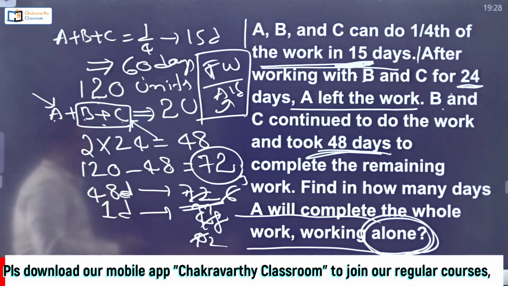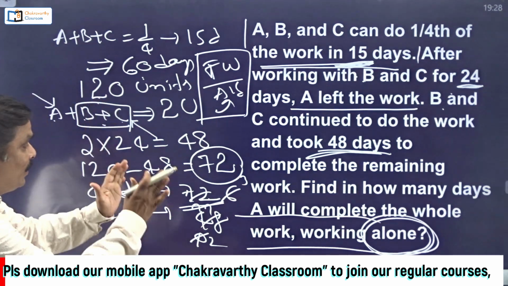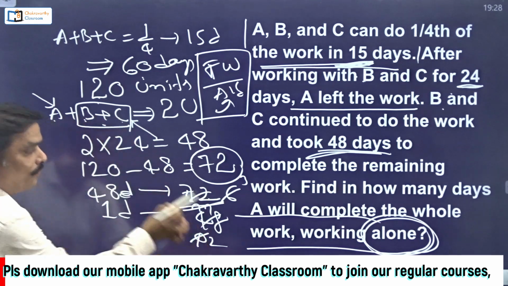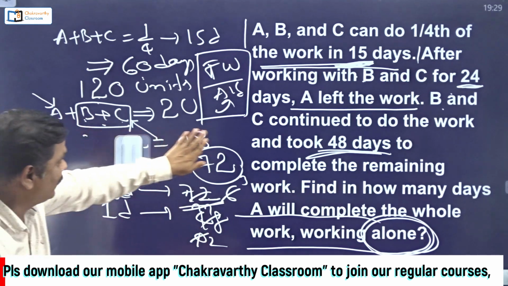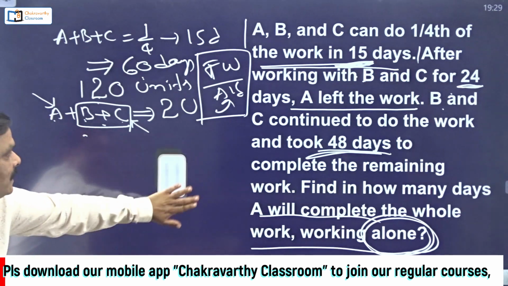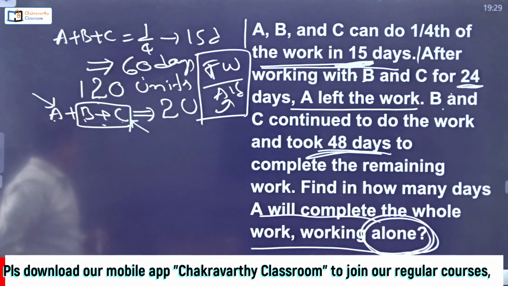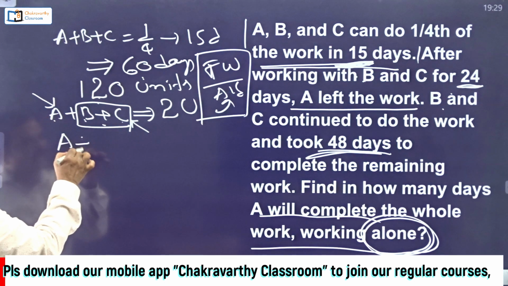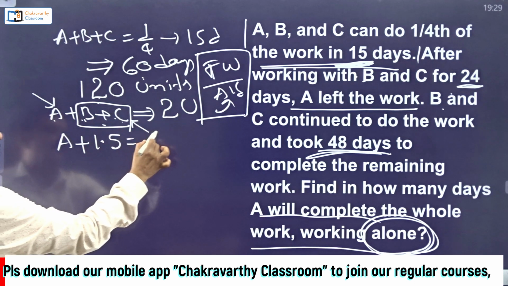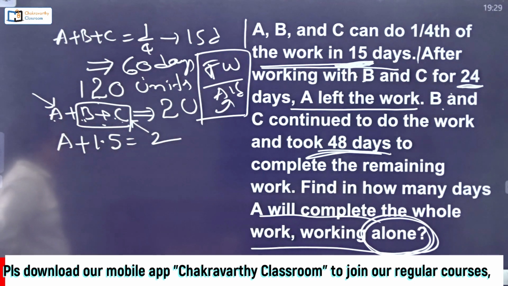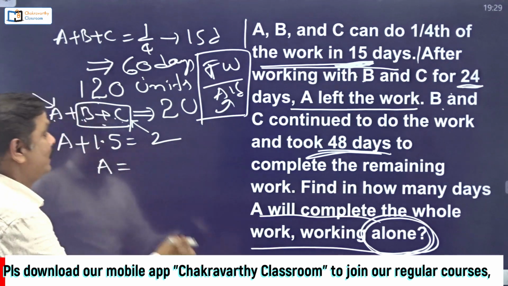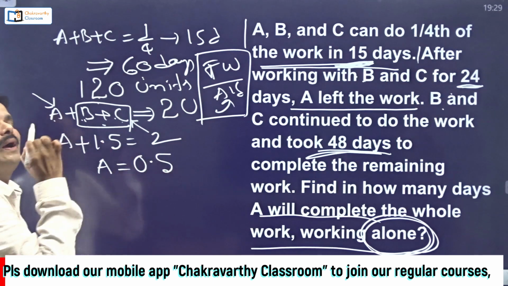What do I mean by this 3 by 2, students? 3 by 2 of the work is done by B and C together in one day. I am taking that work here as 3 by 2, and converting it into decimals. 3 by 2 is 1.5. Now A plus B plus C's collective work per day is 2 units, so A's individual capacity per day is 0.5.